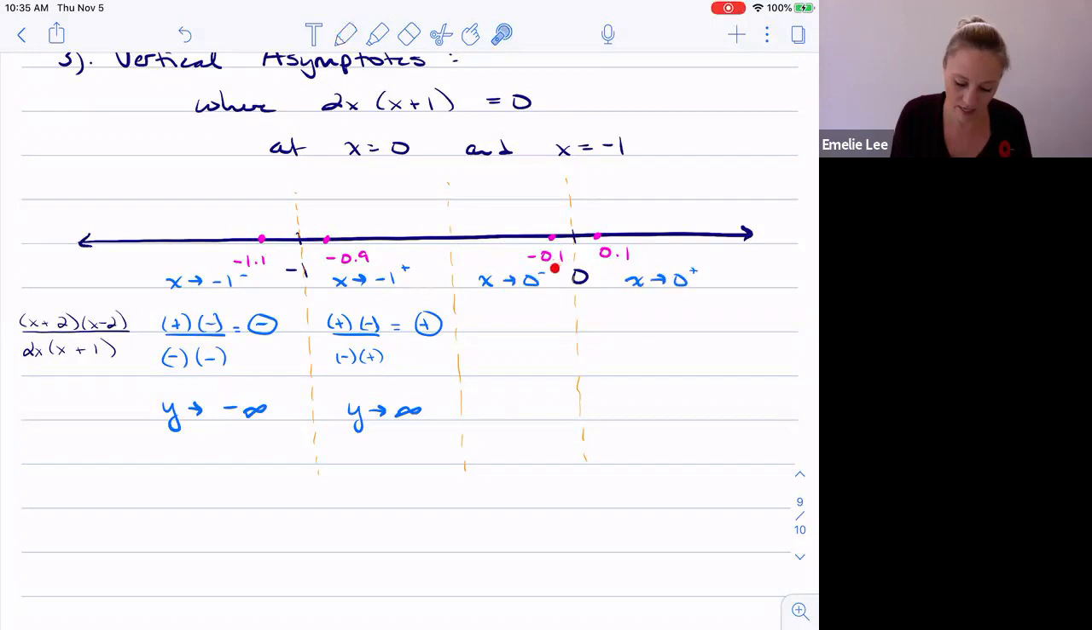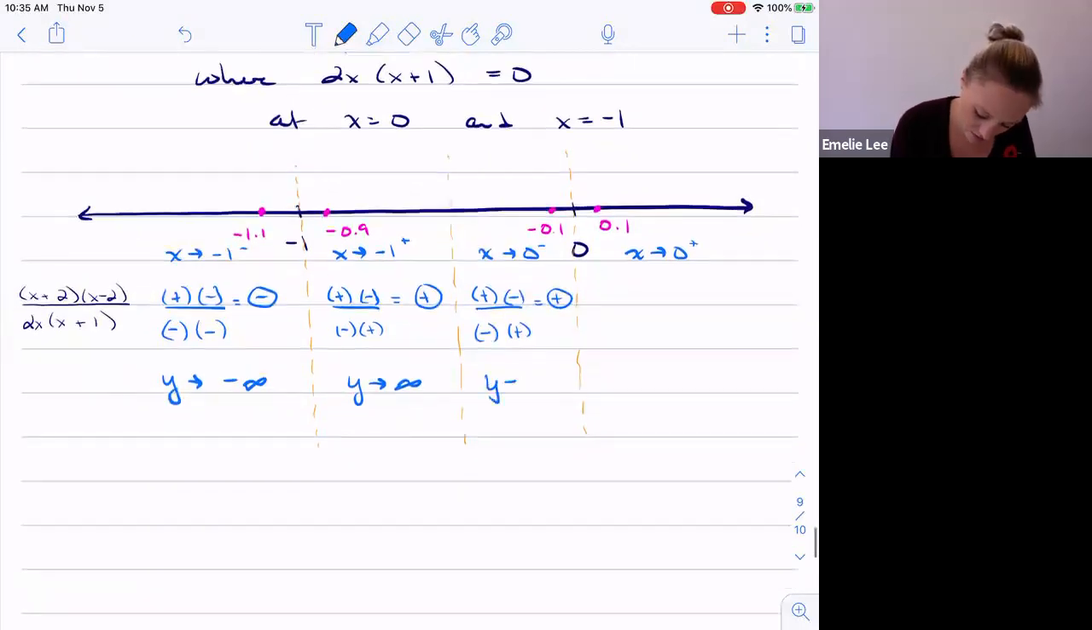So if we have -0.1 plus 2, that makes a positive number. -0.1 minus 2 makes a negative number, divided by -0.1 times 2, which is a negative number. -0.1 plus 1 makes a positive number. So overall, this is a positive number. So y is going to positive infinity.